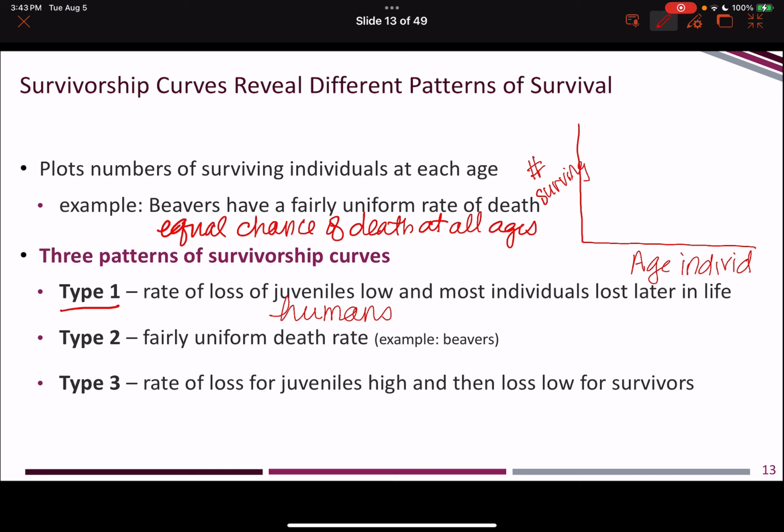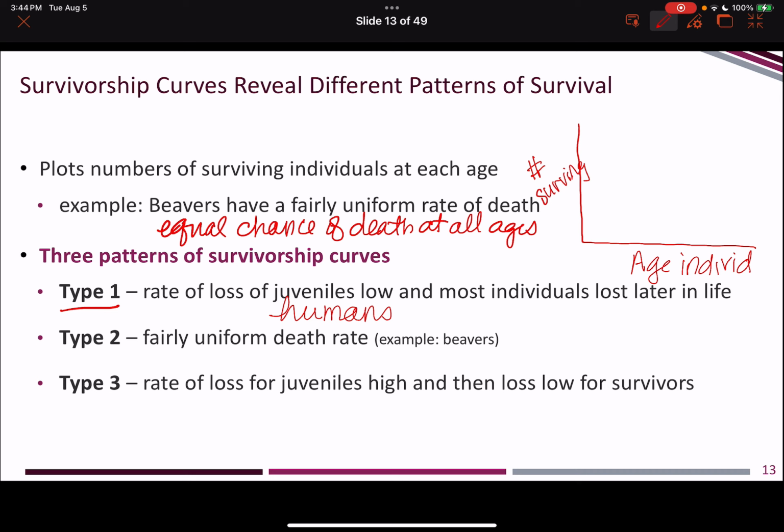Humans are really the only sort of true type 1 organisms. There are some other organisms that follow this pattern relatively closely, but humans are kind of the only true type 1. And if you think about it, in general, our survival rate for infants is rather high, and most individuals are living until old age. And that same pattern doesn't happen with all animal types.